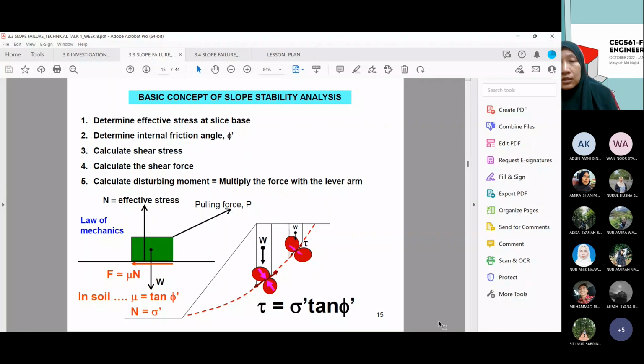Remember, what is the factor of safety if we consider the slope is stable? Anyone would like to answer? What is the value of FOS if we say that the slope is stable? 2. What value? 1.5. Which standard is that?